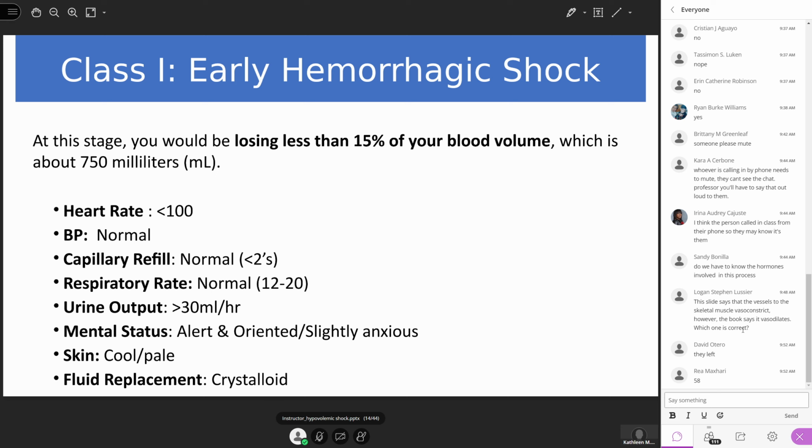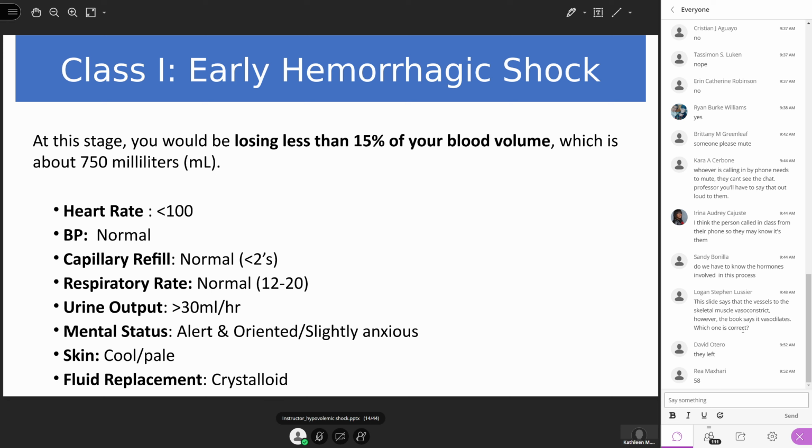So at this point, this is where nursing assessment really comes in. At this point, they're really not showing any signs, but maybe they came in and they're a bit of a risk factor. So the heart rate is still less than 100. Their blood pressure is within normal limits. Now, what's normal limits? But if it's on the low side of normal, like let's say it's 108 over 100. The capillary refill is normal, less than 2 seconds. The respiratory rate is within normal limits. The urinary output is greater than 30.